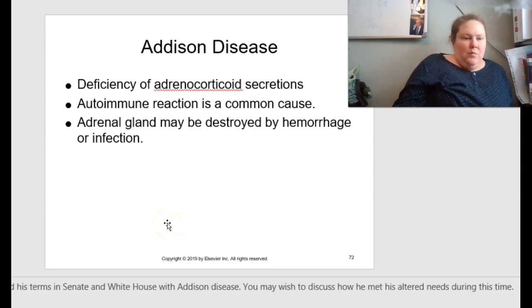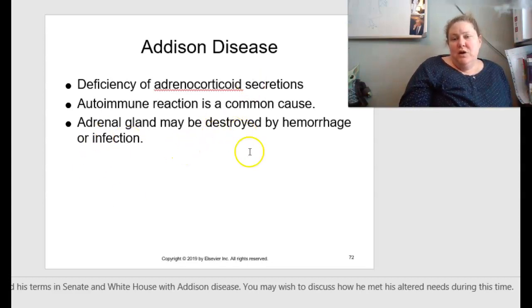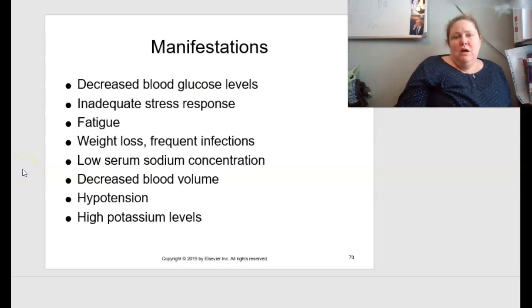Okay. What about Addison's disease? Well, this is due to a deficiency in adrenal corticoid secretions. And this is an autoimmune reaction that is basically a common cause. It's from autoimmune reactions. And the adrenal gland may be destroyed by a hemorrhage or from an infection. And so basically what's going to happen is that we can have decreased blood glucose levels, inadequate stress responses, fatigue, weight loss, frequent infections, low serum sodium concentrations, decreased blood volume, hypotension, and high potassium levels.